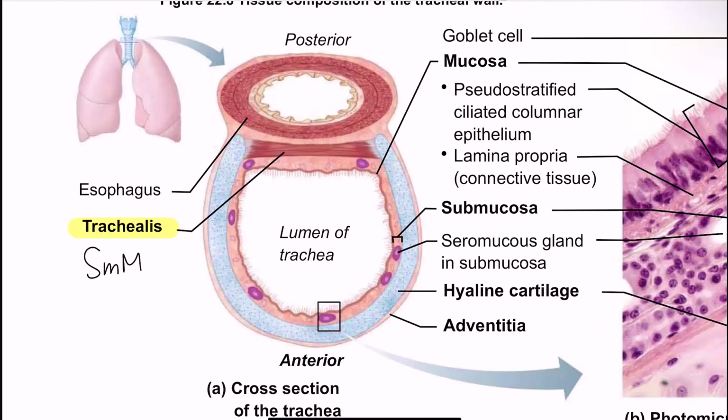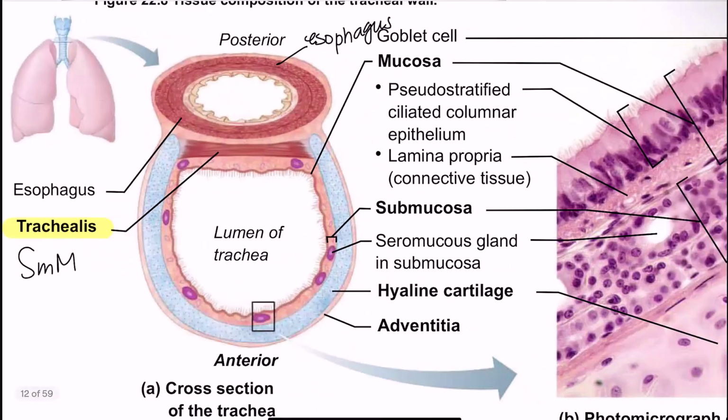The cartilage is great because it helps keep the trachea open, while this trachealis muscle allows for some flexibility, right? Because as food passes through the esophagus, that's what this is, if that food is a little bit large, then we can push on that trachealis a little bit and have no big deal.